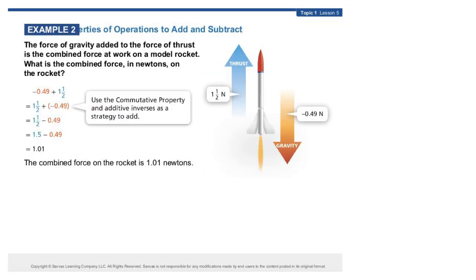We are now at the top of page 35. This is example number 2. And it says the force of gravity added to the force of thrust is the combined force at work on a model rocket. What is the combined force in newtons on the rocket? So we know we're going to combine them because it says right here, and that's addition. So I take this number and I add this number, but they're in different formats. So you're either going to decide to put them both in fractions, but fractions, they hurt my soul, or change them both to decimals.